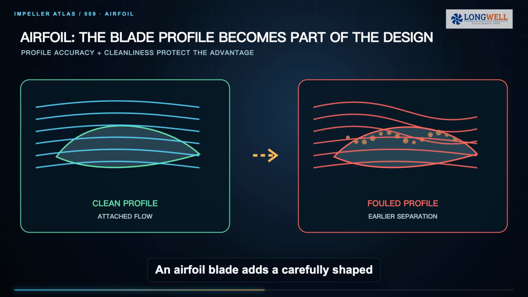An airfoil blade adds a carefully shaped leading edge, thickness distribution, and trailing edge to a backward inclined passage. In clean air, the profile can reduce separation, drag, and aerodynamic noise. But fouling changes the shape the air actually sees. Dust, grease, corrosion, impact damage, and manufacturing error can erase the advantage, create imbalance, or increase vibration. Airfoil performance depends on profile accuracy and cleanliness, not on the word airfoil alone.